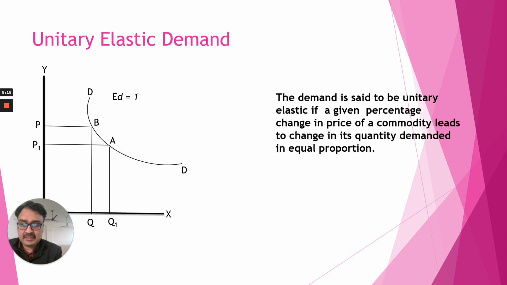As the diagram shows, when the price falls from OP to OP1, the demand rises from OQ to OQ1. What is the change in price? PP1. And as a result of this, the change in demand is QQ1. These are exactly equal. PP1 is equal to QQ1. And in this case, the demand curve DD is a rectangular hyperbola curve indicating the price elasticity of demand to be equal to 1.